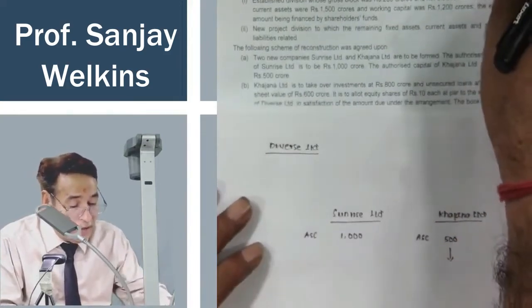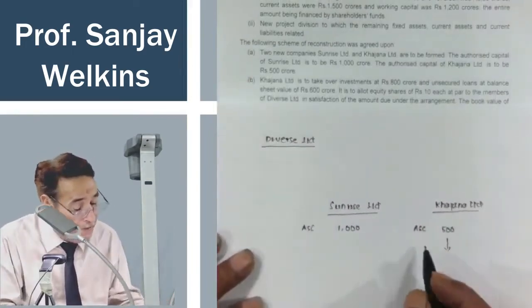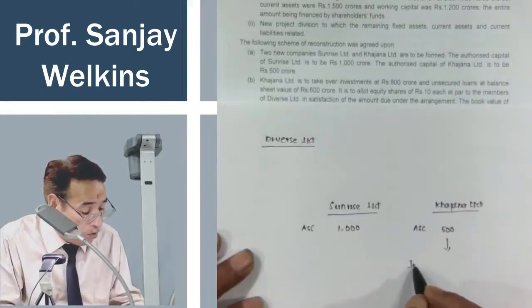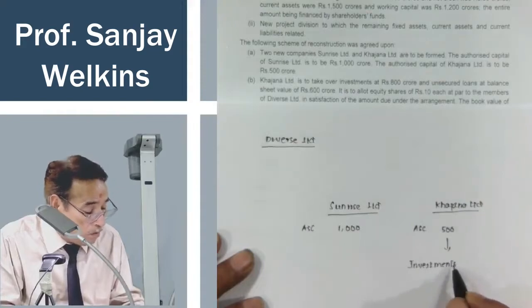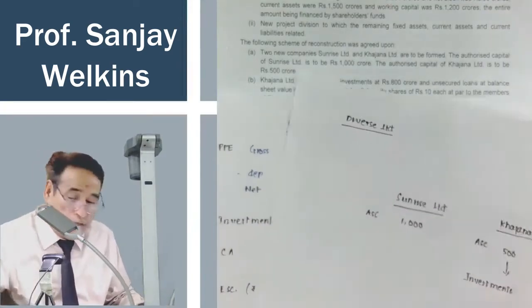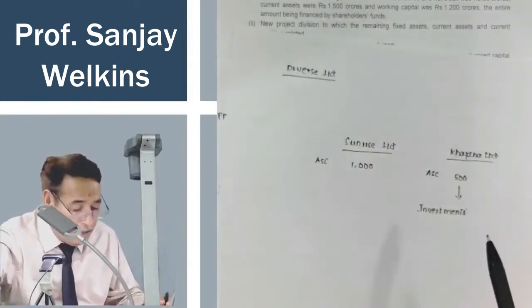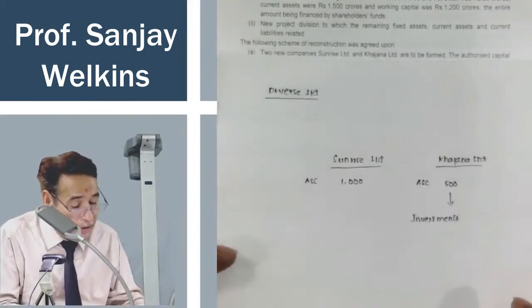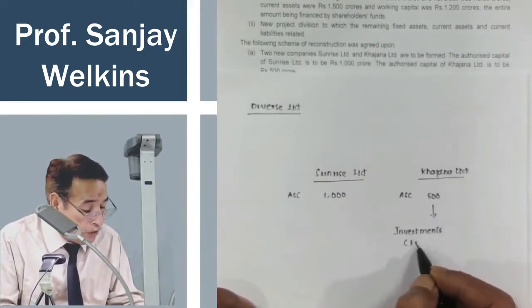Now I am talking about point number B. Point number B states that Khajana Limited is to take over investment at rupees 800. If we look into the question carefully, this investment is at fair value. Here is the question. Investments are carried at fair value of rupees 1000, correct? Now this investment is taken up by Khajana Limited, which took over this particular investment having a fair value of 1000 in the books.